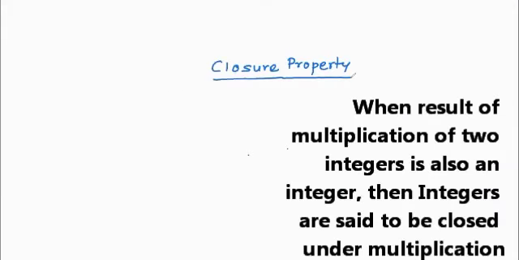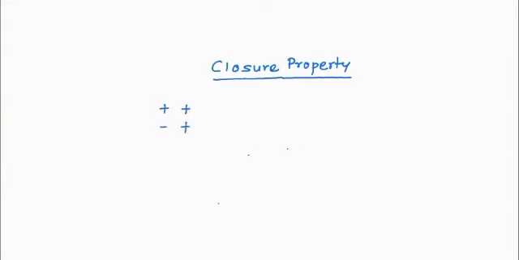In multiplication of integers, we have three situations. One, where both the numbers are positive. Second, where one of the numbers is negative and the other is positive. And the third is both the numbers are negative.